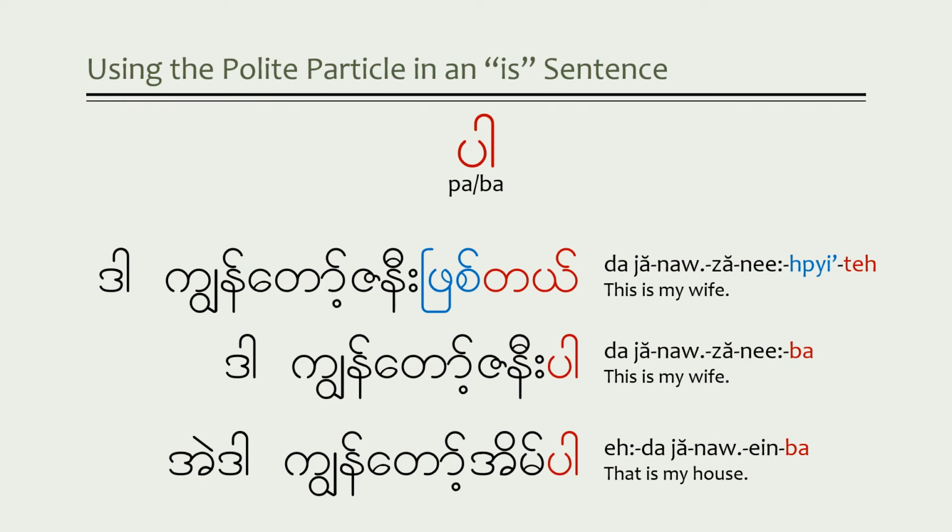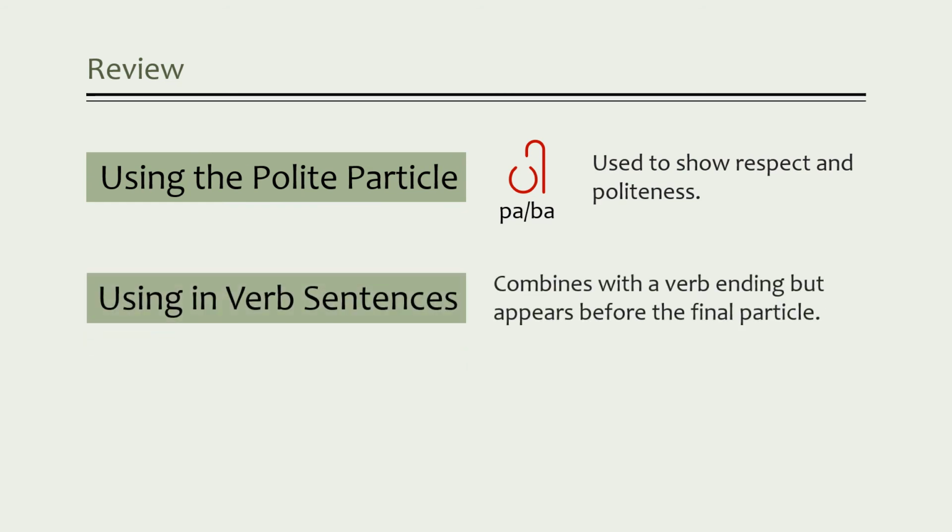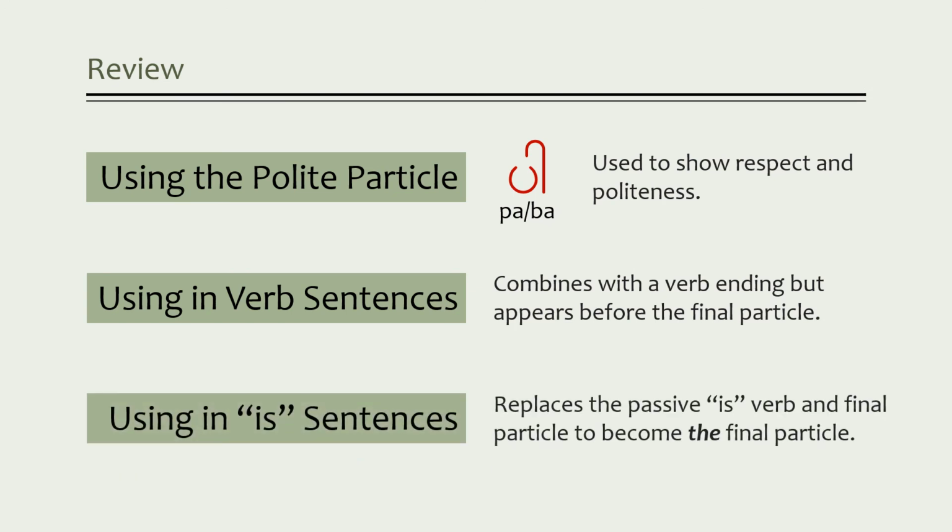Now let's review this lesson. In the way of review, the polite particle is pronounced pa, or more often ba. It's used in speech to show respect and politeness. In verb and adjective sentences, the polite particle is added just before the final particle in both positive and negative statements. In an is sentence, the polite particle is used in place of the is verb and final particle. It becomes the final particle.